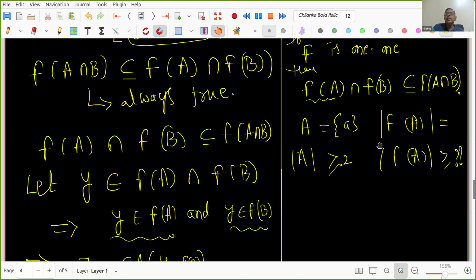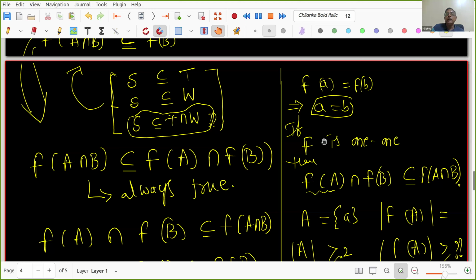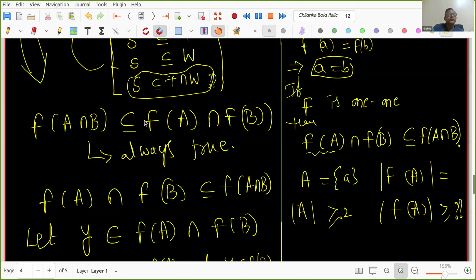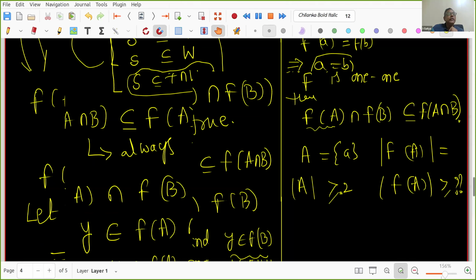Okay. What is the natural question here? Somebody can tell me. We proved that if F is 1-1, then F of A intersection F of B is a subset of F of A intersection B. What is the natural question? Somebody want to comment? Anchal, go ahead. Is the converse true? Converse true, yeah. If F of A intersection F of B is contained in F of A intersection B, is F 1-1? Okay. For that I'm just giving some hint.